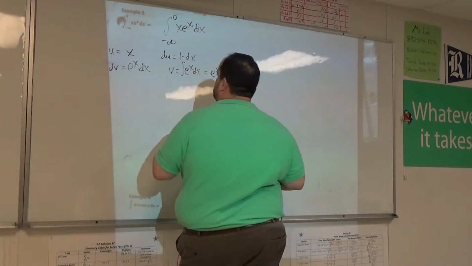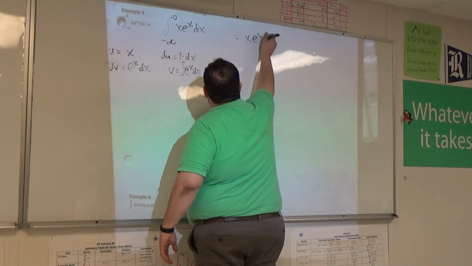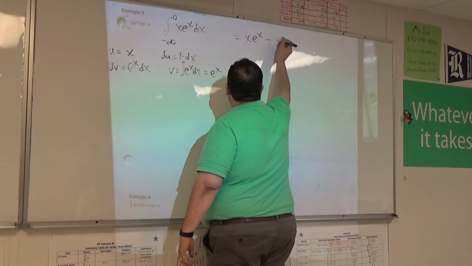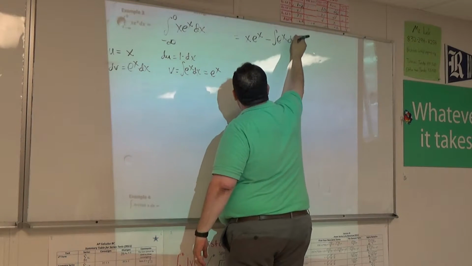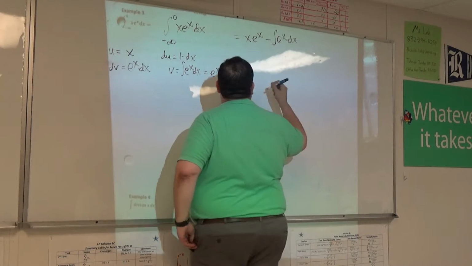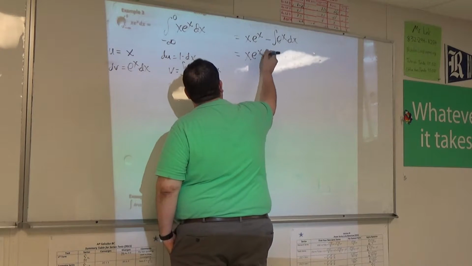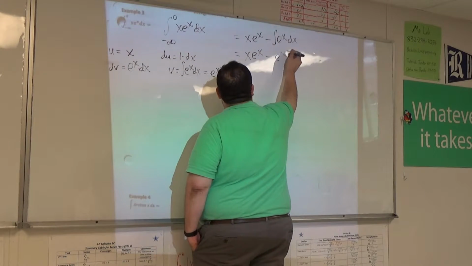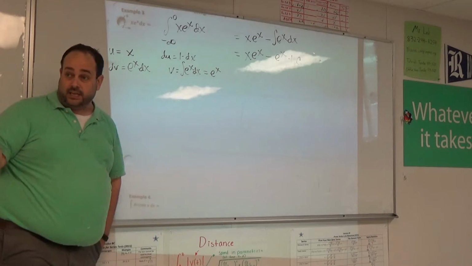So, Anthony, what's your setup? What happens next? X times e to the x, yep. Minus the integral of e to the x dx. I bet you know exactly what that is, right? What is it? X times e to the x minus e to the x plus C. Great. That is successfully the antiderivative.